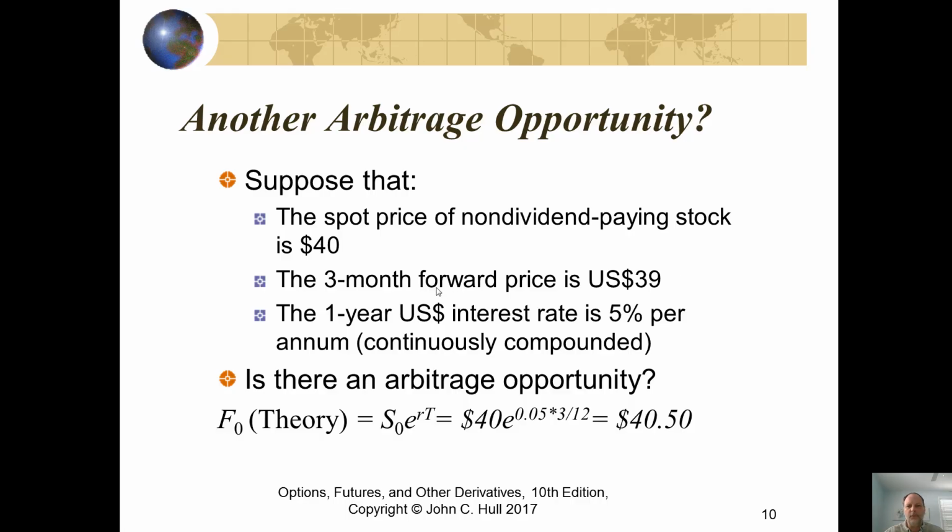So the forward, in this case, is underpriced compared to what it should be. You will therefore buy the forward or go long the forward and short the stock. When you short the stock, you will get money from selling the stock, and you will invest that money for 3 months at the risk-free rate and make a profit of the difference between this and this, or $1.50 per forward.